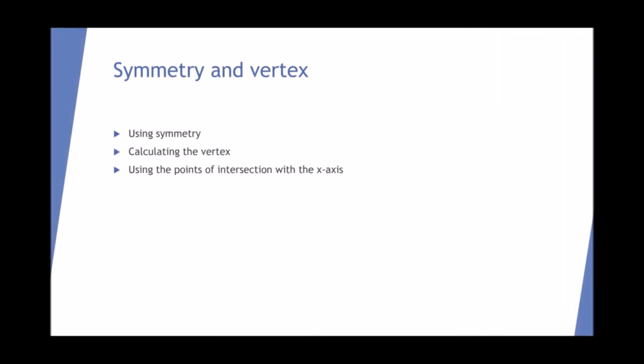Hello everyone! In the last video we had a look at upward opening and downward opening parabolas. This time we're going to focus on the vertex, and specifically how we can calculate where the vertex is. I will start by pointing out how we are going to use symmetry to find that vertex. Then we will get to the actual steps of calculating the vertex. And lastly we will have a look at a specific case where we are going to use the points of intersection with the x-axis to calculate the vertex.